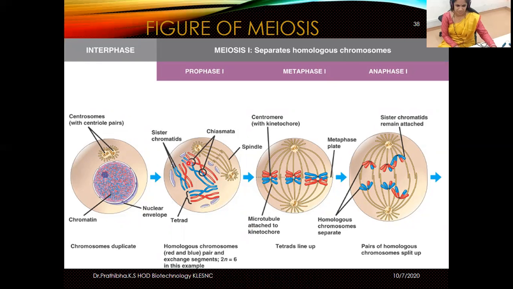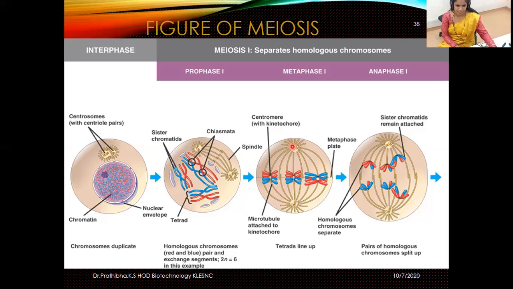Here, the homologous chromosomes are the red and blue pair, and the exchanged segment, where 2n is equal to 6, can be seen. This will be a tetrad. Next, in metaphase I, the centromere with kinetochore, all the chromosomes are aligned at the equatorial plate of this particular cell, right? Microtubules attached to the kinetochore are responsible for the movement of the chromosomes to the opposite poles during the anaphase stage.